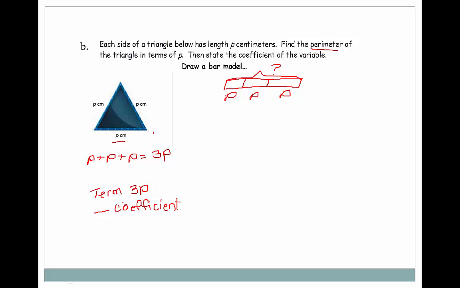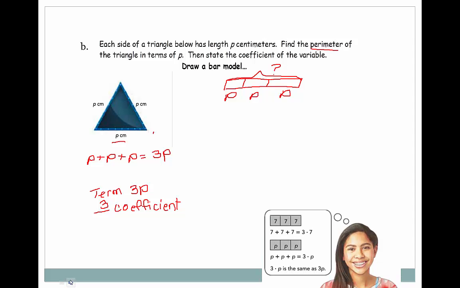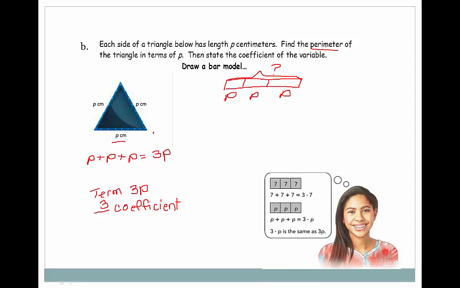Have you guessed yet? See if your answer matches mine. 3 is the coefficient. Now, if we were to assign or substitute P for 7, it would be 7 plus 7 plus 7, or 3 times 7. Same as 3 plus 3 plus 3 equals 3 multiplied by P. 3p is the same as 3p.